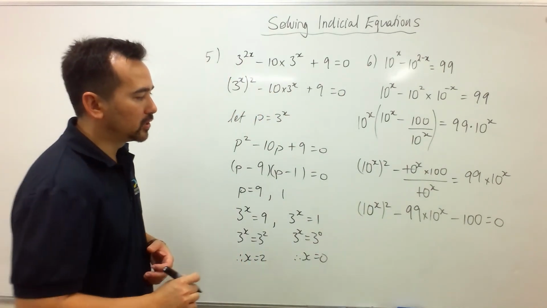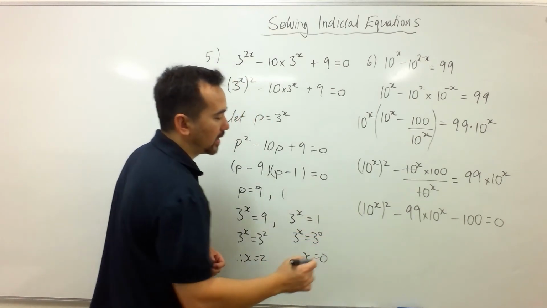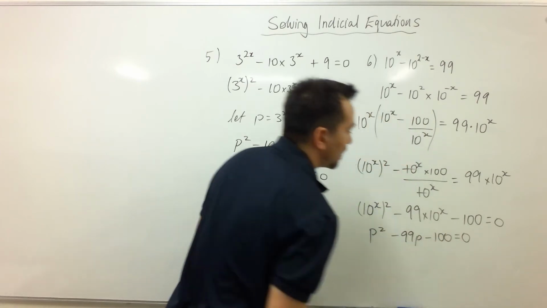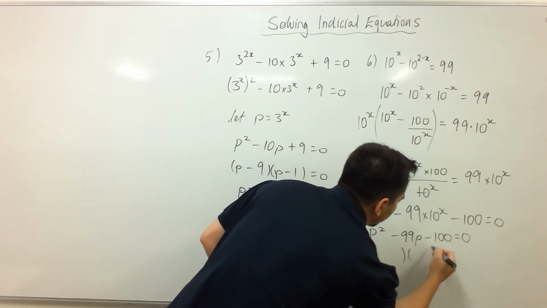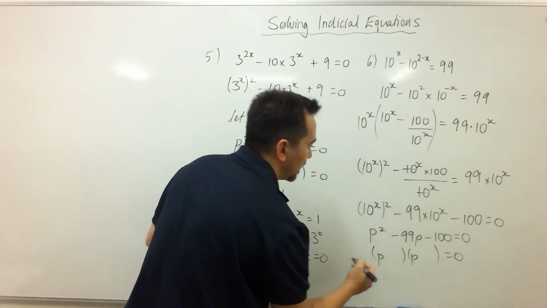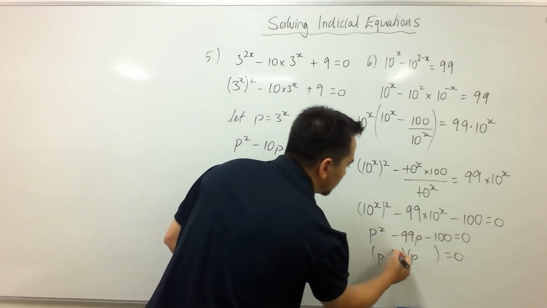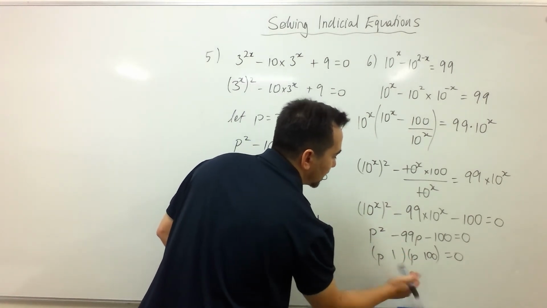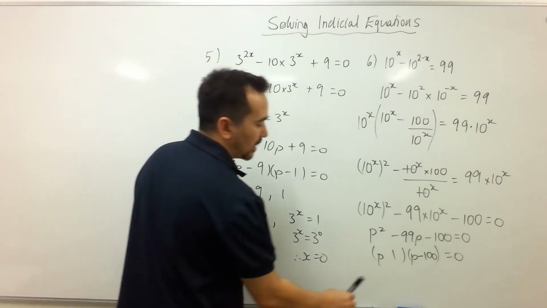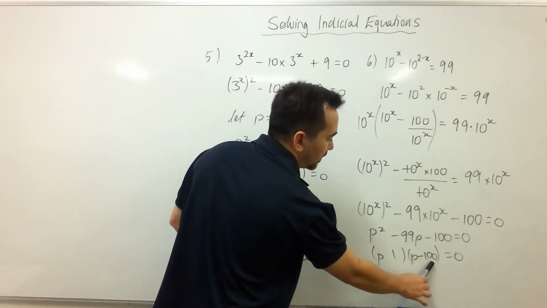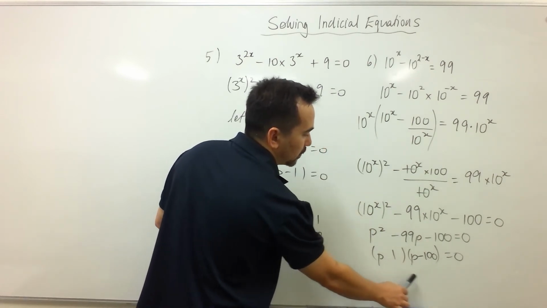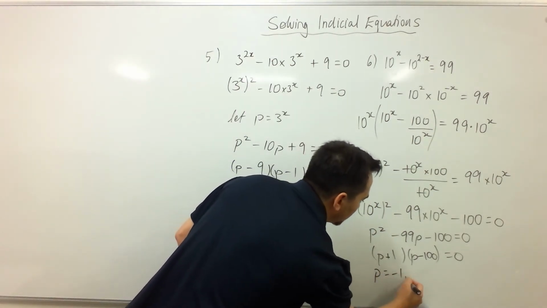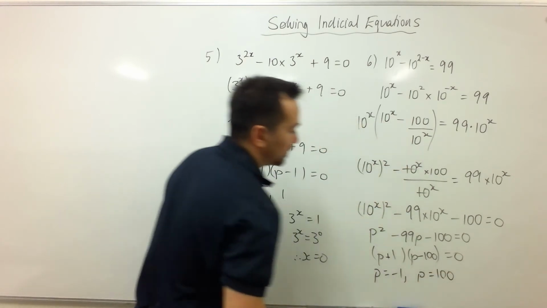Okay, time for my substitution. I'm going to substitute p for 10 to the power x, and I get p squared take away 99p minus 100 is equal to 0. Now when I factorize, I get p's go in. Factors of 100 are 1 and 100. If the 99 is negative, that means the larger of these two terms gets the negative, and then I have to work out if one is positive or negative. So a negative 100 times a positive 1 will make a negative 100. So p is equal to negative 1 or 100.